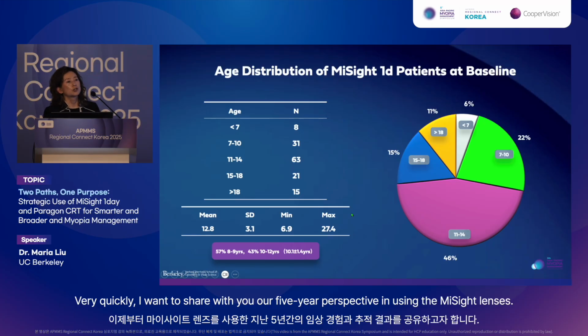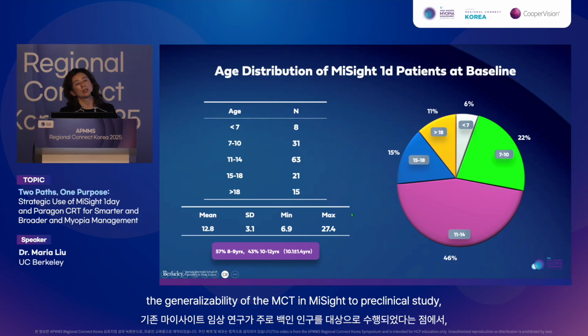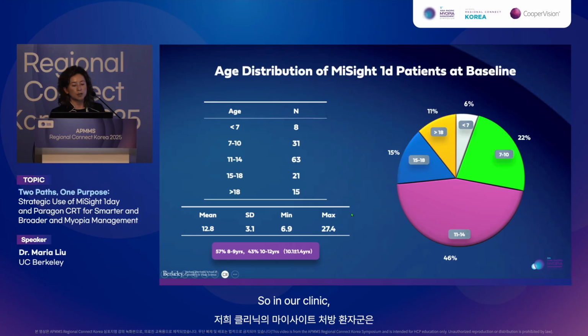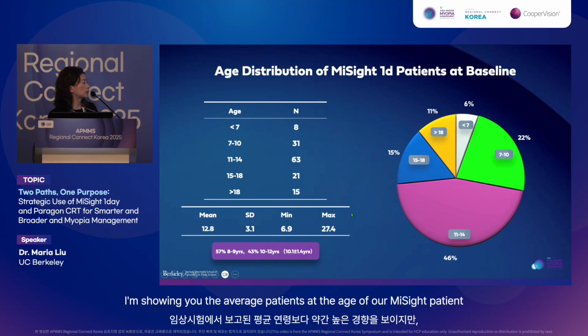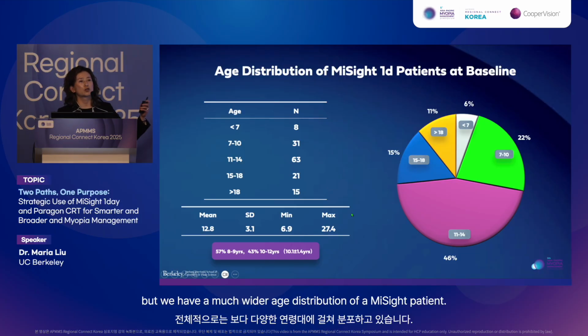Very quickly, I want to share with you our 5-year perspective in using the MiSight lenses. Some doctors in Asia are concerned about the generalizability of the MCT in MiSight preclinical study because it's very heavily biased toward white ethnicity. So in our clinic, I'm showing you the average age of our MiSight patient is a little bit older than what's reported in the MiSight clinical trial, but we have a much wider age distribution of MiSight patients.